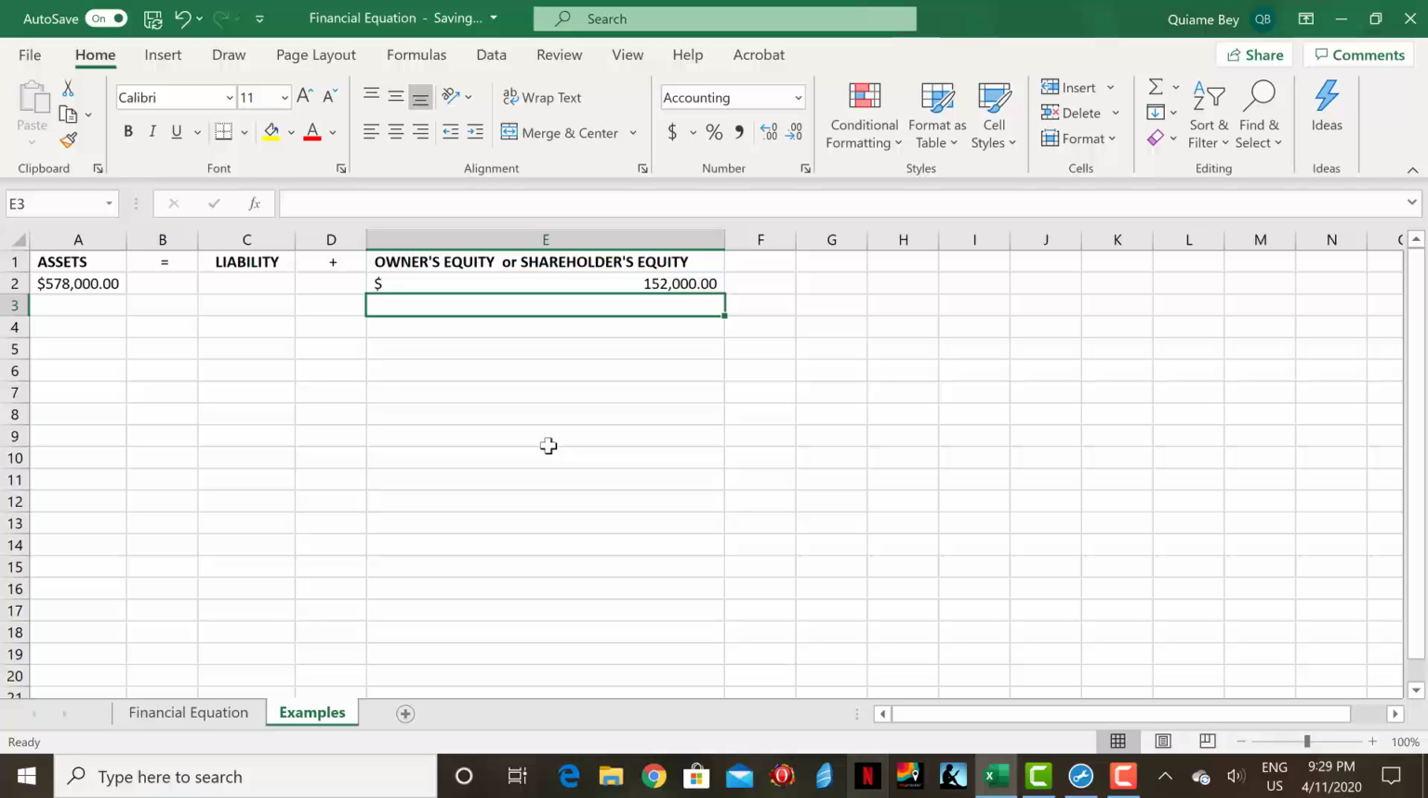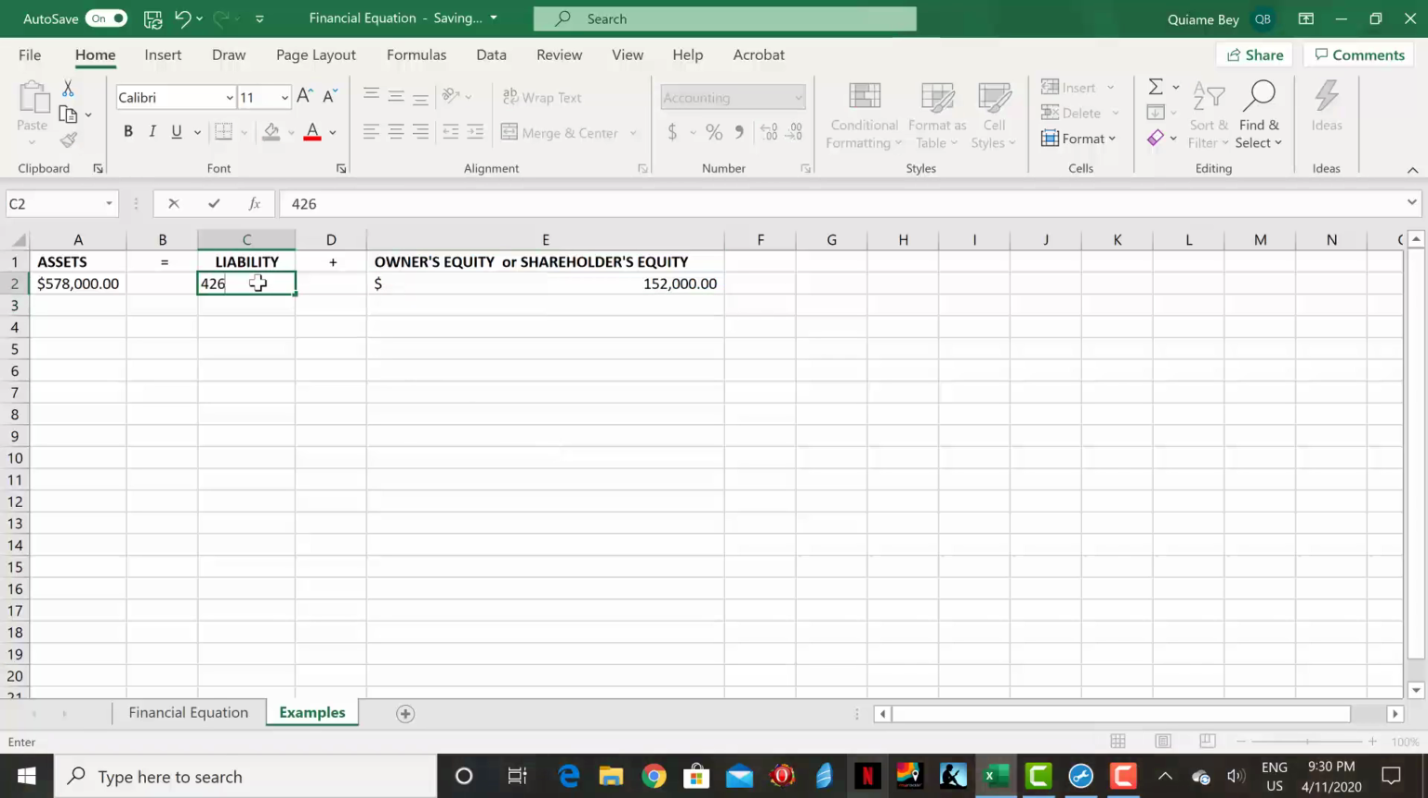To find the liability, we must subtract the total stockholders' equity, which is $152,000, from total assets, which is $578,000. $578,000 minus $152,000 equals $426,000. Now, total liability and stockholders' equity is $578,000, which is equivalent to total assets.